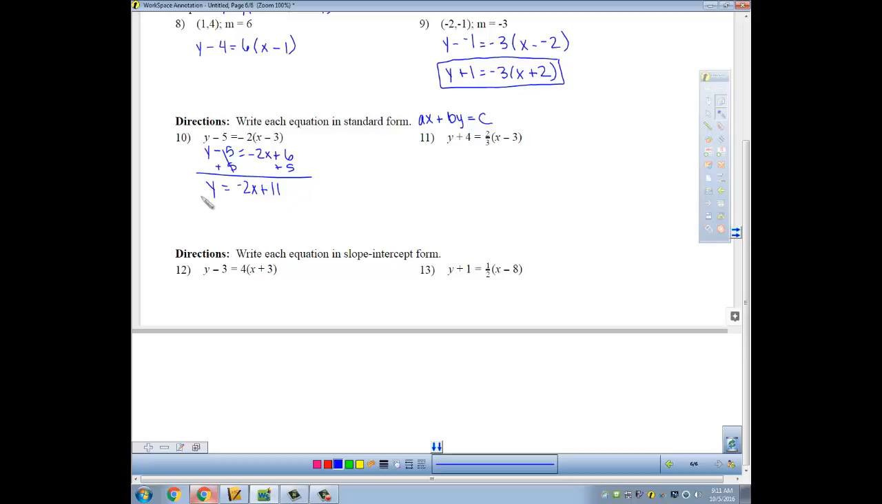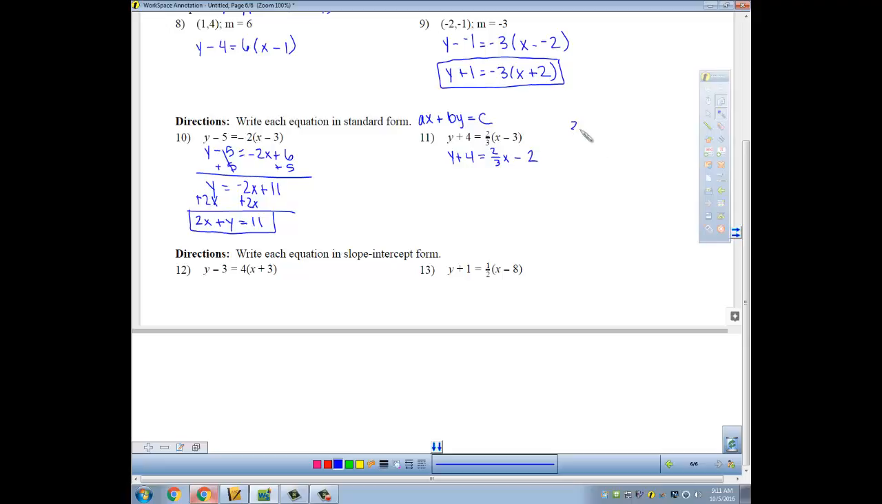I need to move my 2x over since I want it in standard form. So we get 2x plus y equals 11, which is my answer. So I have all my variables on one side, I don't have any fractions, and the number in front of my x is positive. So all is good. Number 11, y plus 4 equals 2/3 x minus 2/3 times negative 3, which is negative 2.